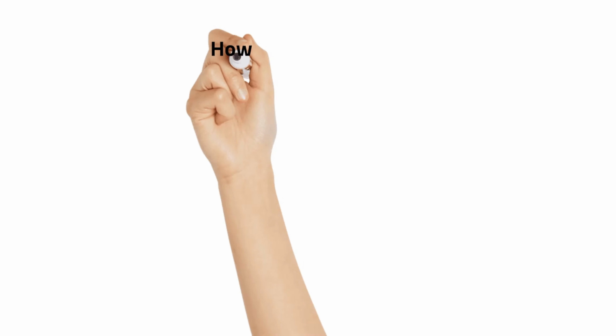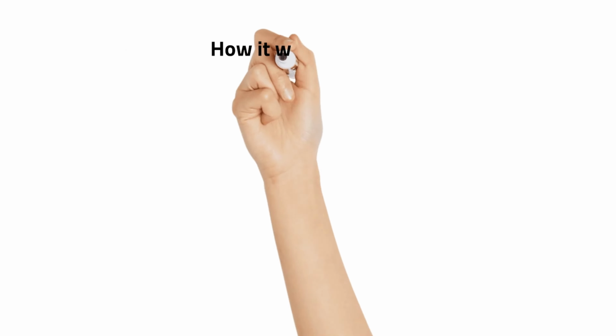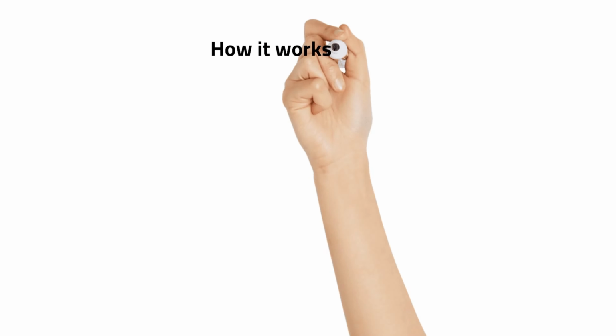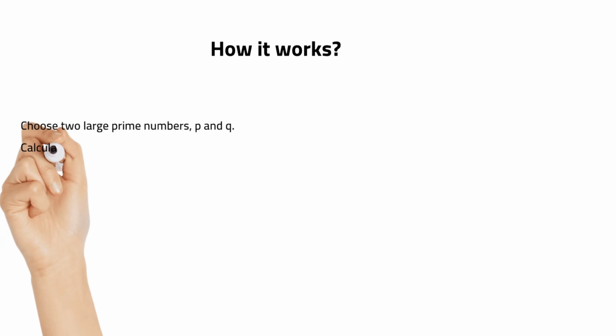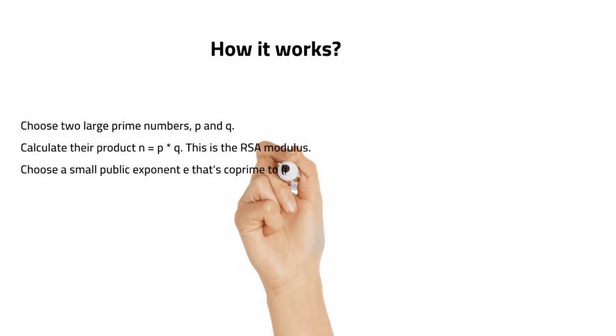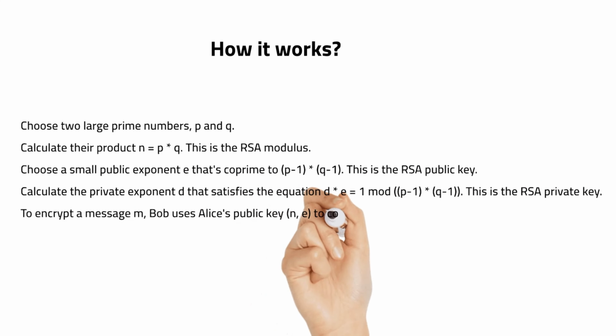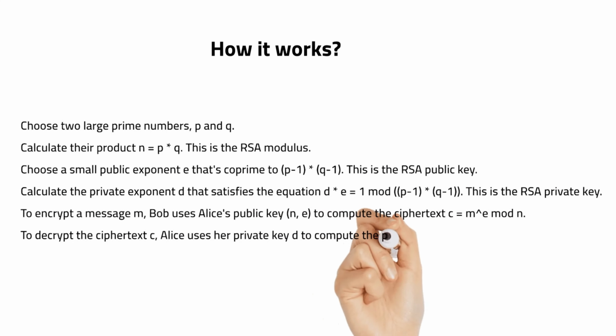Let's see the summary of it. Choose two large prime numbers, P and Q. Find the product of P and Q, which is N. Select a public key component E and a private key component D, and encrypt and decrypt using the following formulas. Why is it widely used?